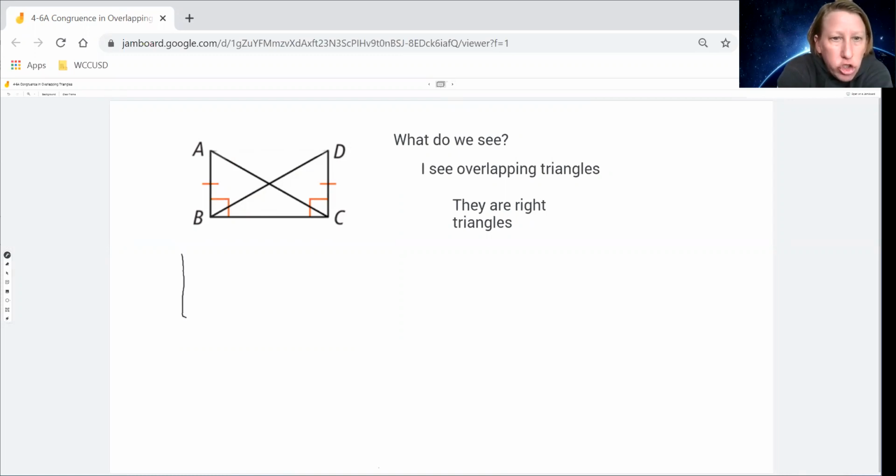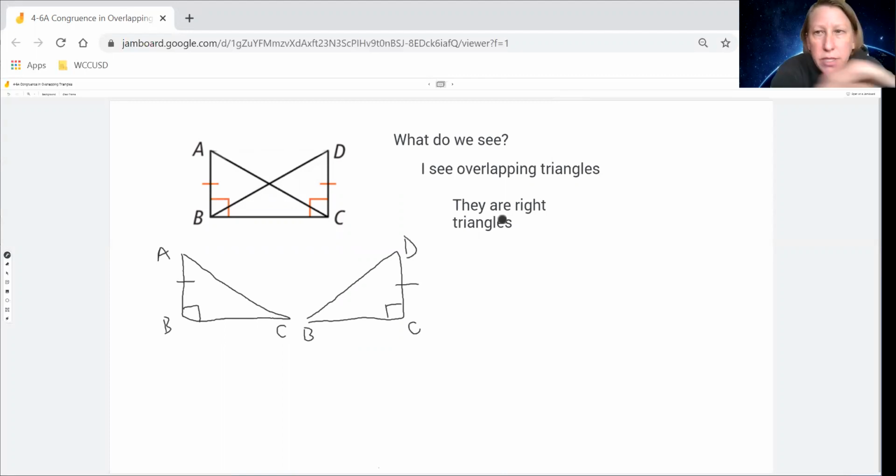So one strategy for overlapping triangles problems is to unoverlap them. I'm going to pull all the information with it and pull all of the points, but I'm going to make them not overlap anymore. That can sometimes help us see the parts that line up a little bit better. If it gets flipped in your mind, you can even reflect this one so that you would not only separate them, but then flip one over so that they're oriented the same direction.